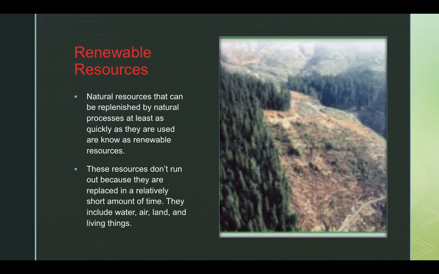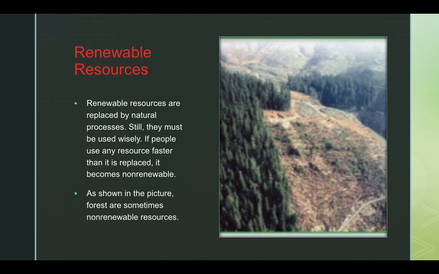Natural resources that can be replenished by natural processes at least as quickly as they are used are known as renewable resources. These resources don't run out. They are replaced in a relatively short amount of time. They include water, air, land, and living things. All of these things can be replaced fairly quickly as they're being used. Renewable resources are replaced by natural processes. Still, they must be used wisely. If people use any resource faster than it is replaced, it will become non-renewable.